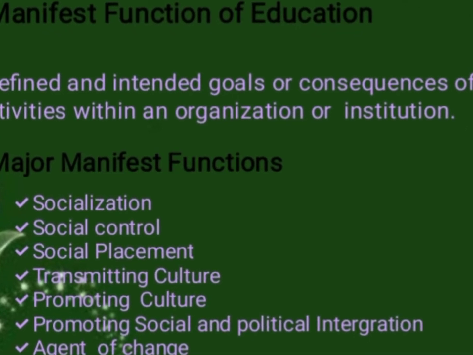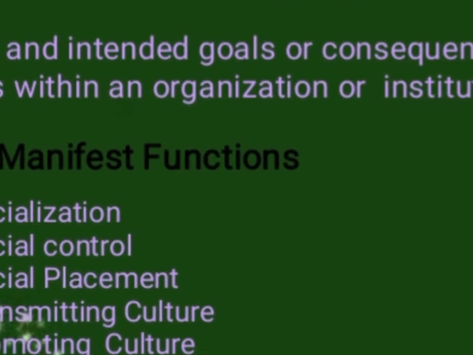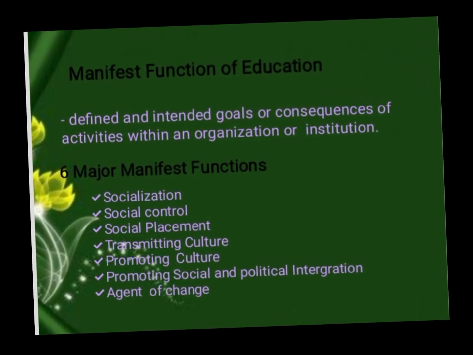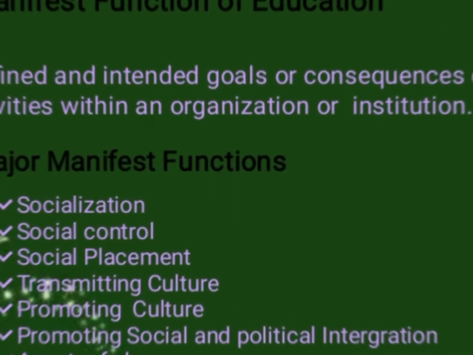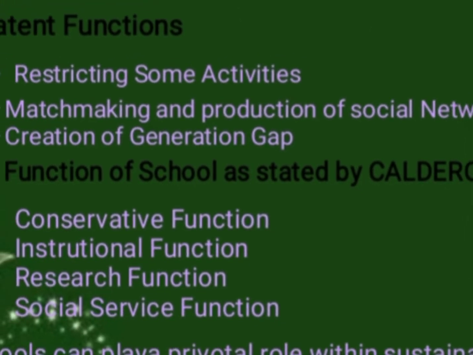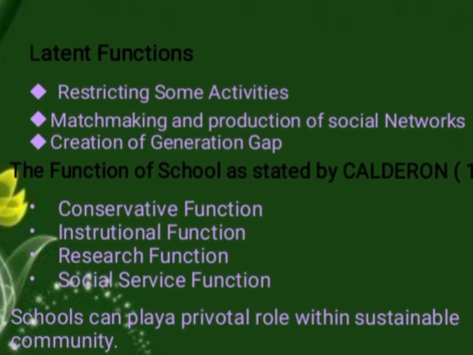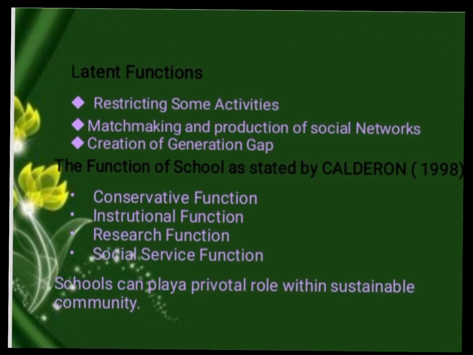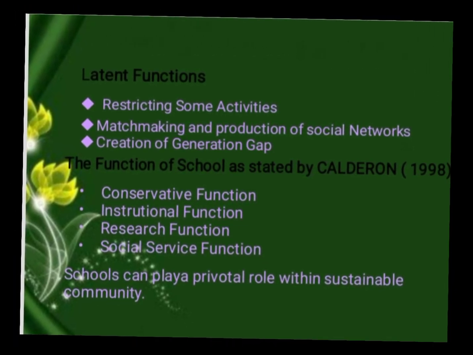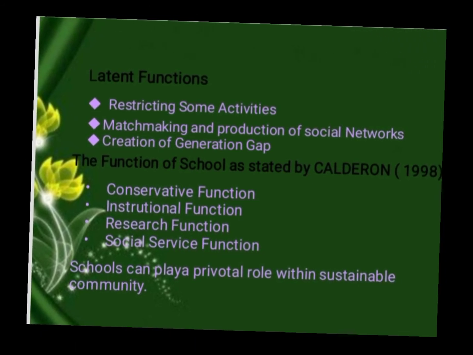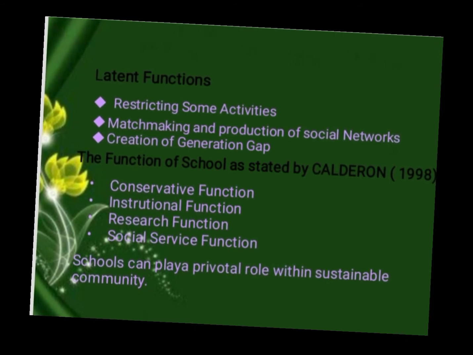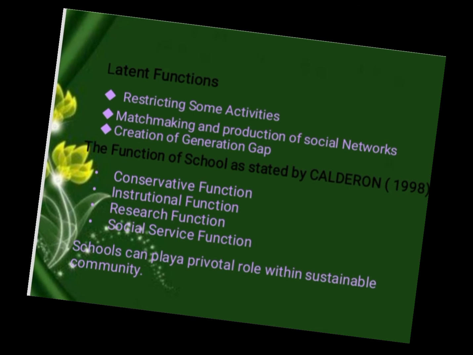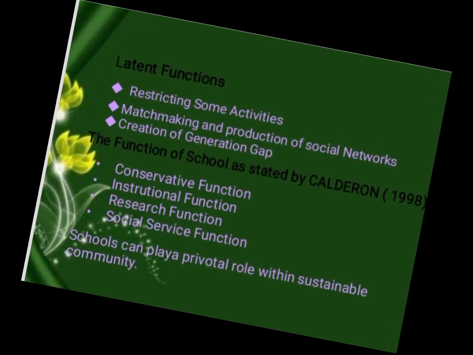Numerous sociological studies have revealed that increased years of formal schooling are associated with openness to new ideas and more liberal social and political viewpoints. Latent functions. First is restricting some activities. In our society, there are laws that require children to attend school or complete a primary and secondary education. Out of these laws grew one latent function of education, which is to keep students off the street and out of the full-time job market for a number of years, helping keep unemployment within reasonable bounds. Second, matchmaking and production of social networks.